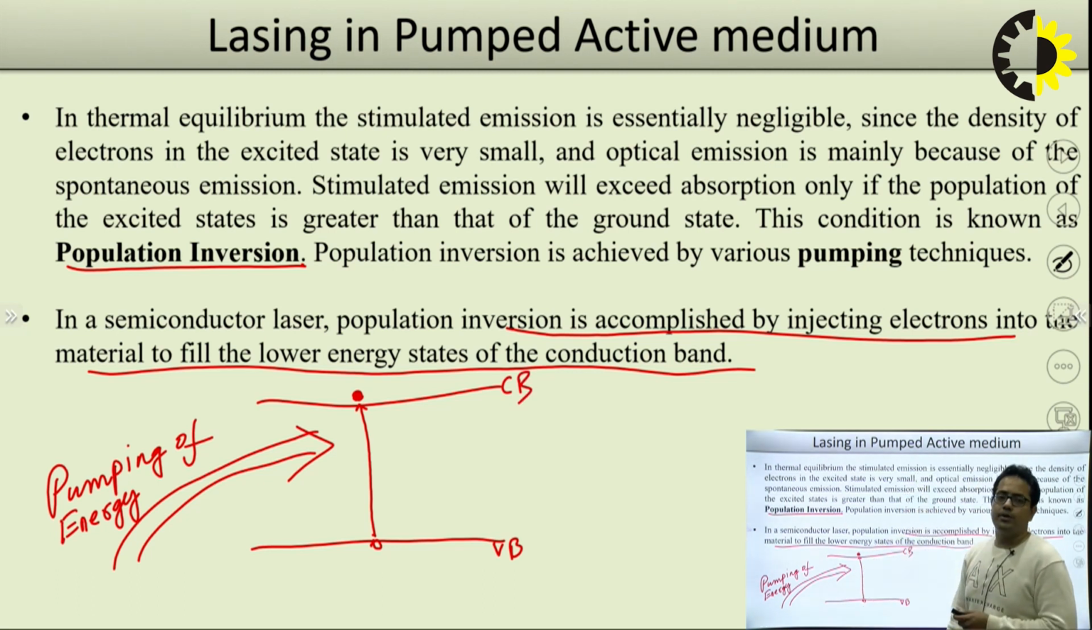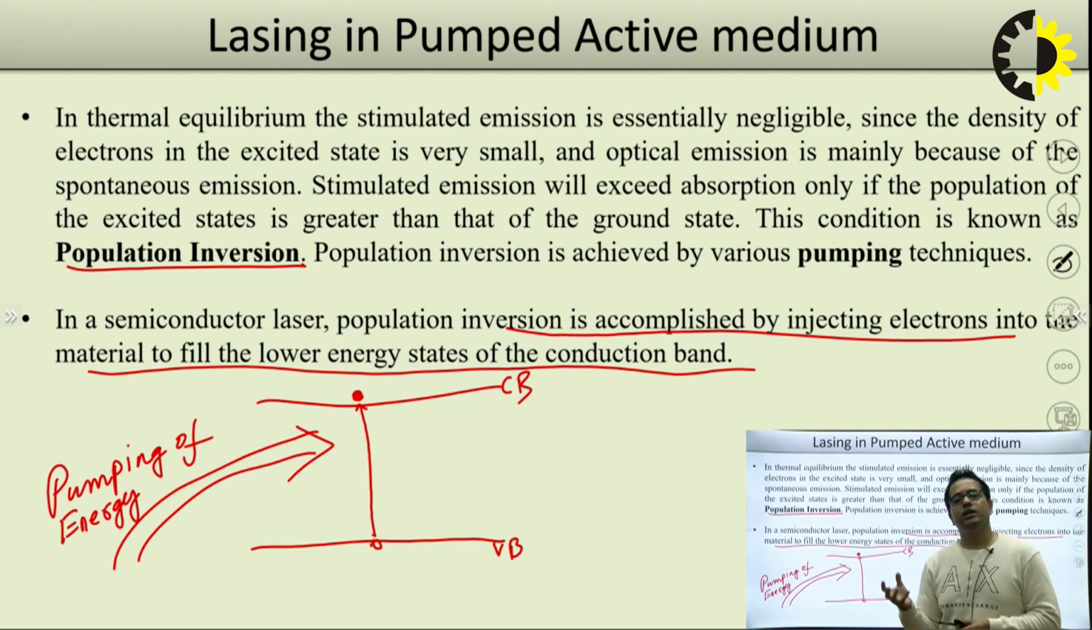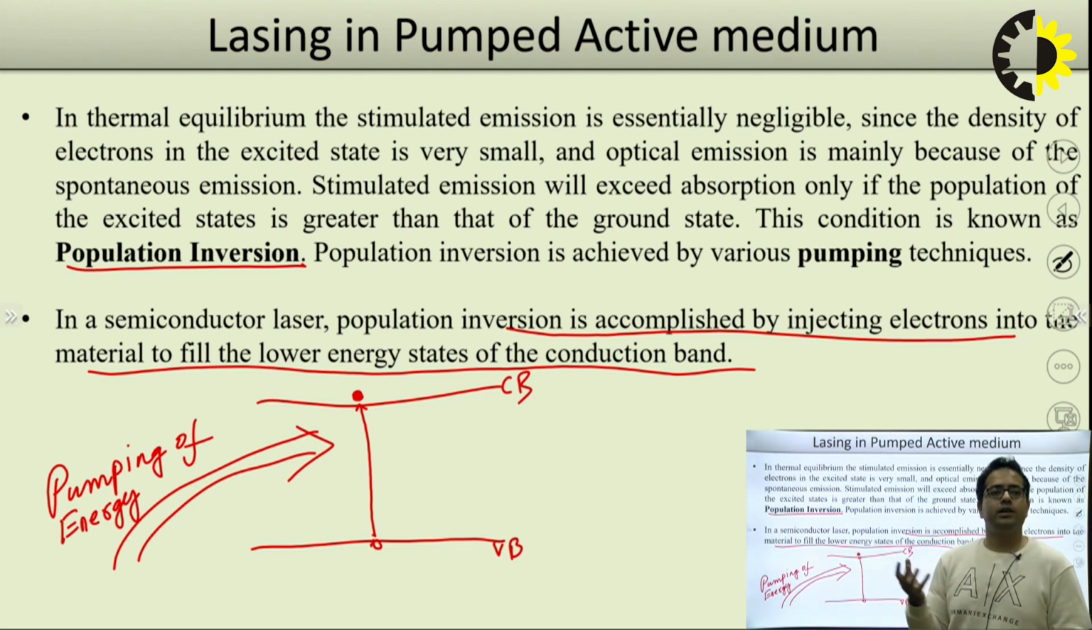So this is how population inversion takes place inside the laser, or inside a material which is used for emitting a photon. In the previous class we understood which material is used, that is direct band gap semiconductors, which are used as the material for the optical sources.